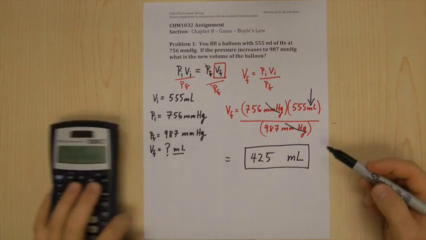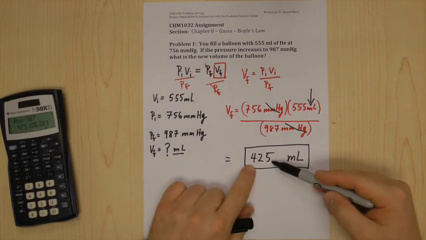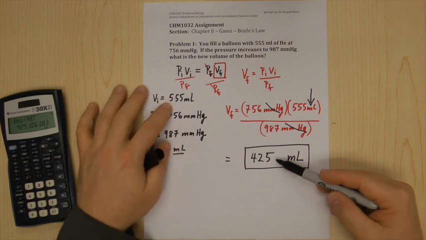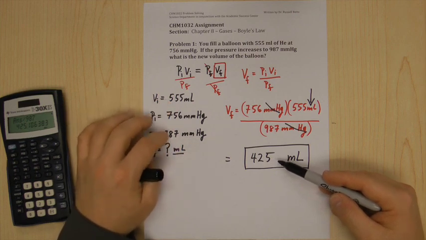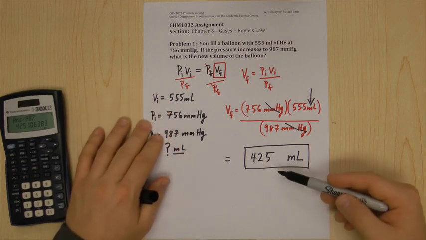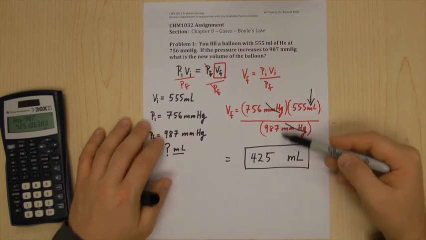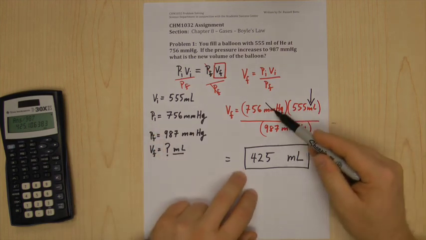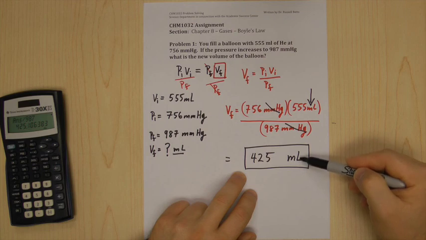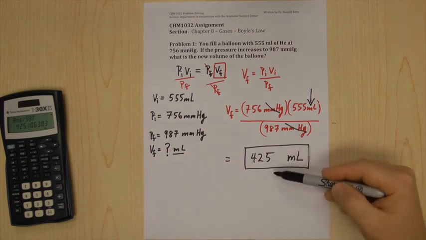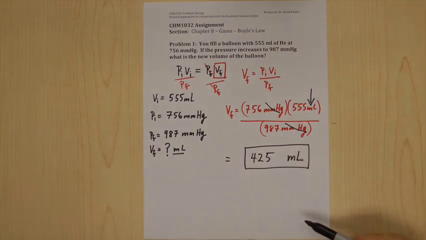Now, again, let's check for logic. 425 is smaller than 555, and the pressure got larger. So that makes sense. As the pressure goes up, the volume went down. So this number works out. The units cancel, leaving us in the unit we want, and the number got smaller as logic would have dictated it do. All right, so I would say it's most definitely a correct value.